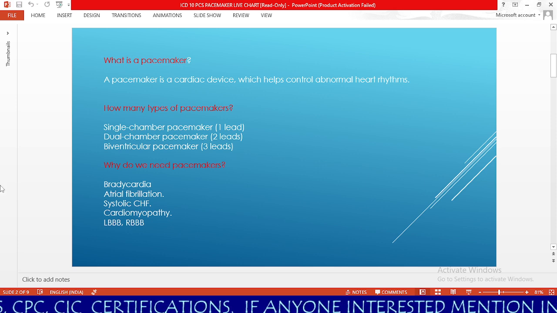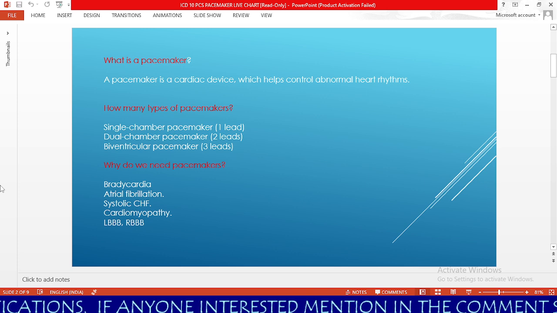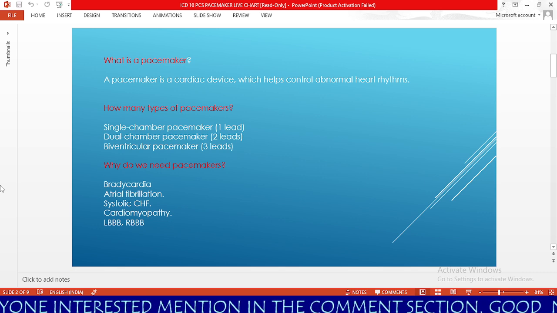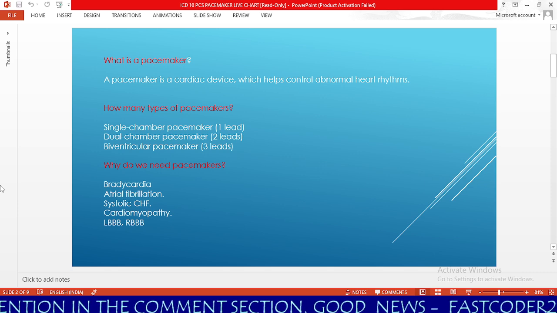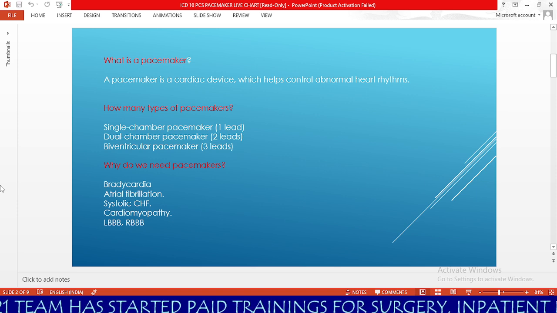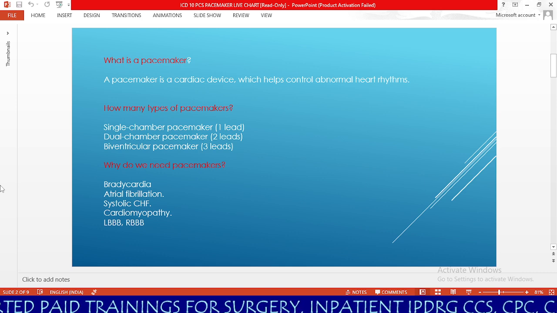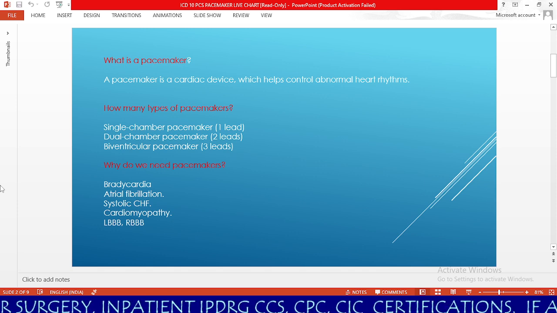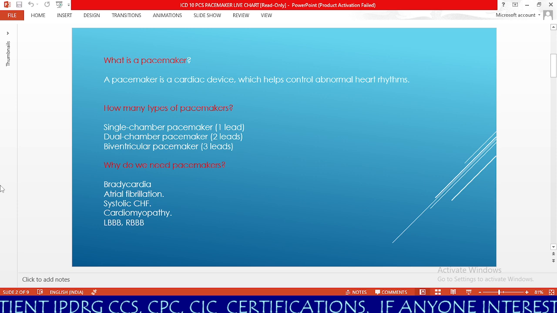Next we need to know how many types of pacemakers there are. Basically we have three types of pacemakers: single chamber pacemaker, where we will find only one lead; dual chamber pacemaker, where we will have two leads; and biventricular pacemaker, where we will have three leads. Most commonly, if the patient has a single chamber pacemaker, the physician will place the pacemaker lead into the right ventricle. If the patient has a dual chamber pacemaker, most of the time the physician will insert leads into the right atrium as well as the right ventricle.